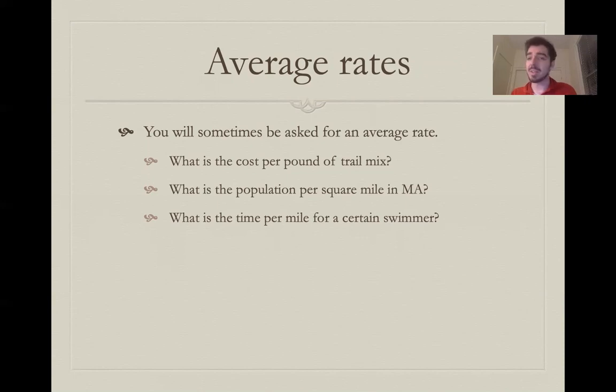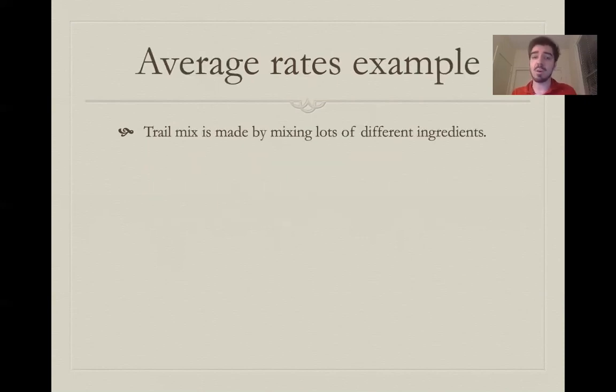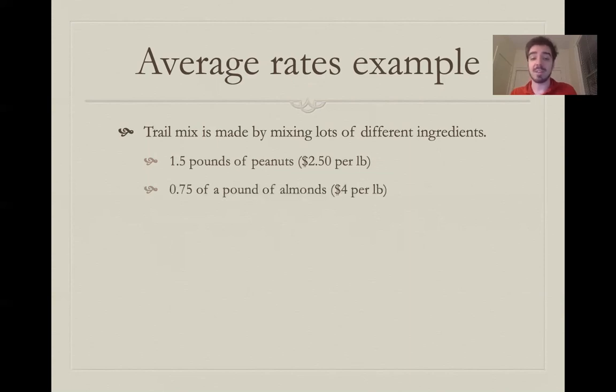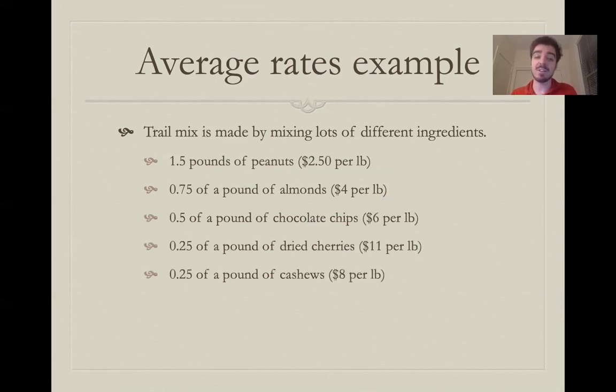Let's dive a little bit more deeply into that trail mix example. Let's say you want to make a big batch of trail mix by mixing a bunch of different ingredients: 1.5 pounds of peanuts, which costs $2.50 per pound, 3/4 pound of almonds at $4 per pound, 1/2 pound of chocolate chips, 1/4 pound of dried cherries, 1/4 pound of cashews. In order to price these smaller bags of 1 pound each, you need to know how much a pound of trail mix costs to make. So that's what I want to figure out here.